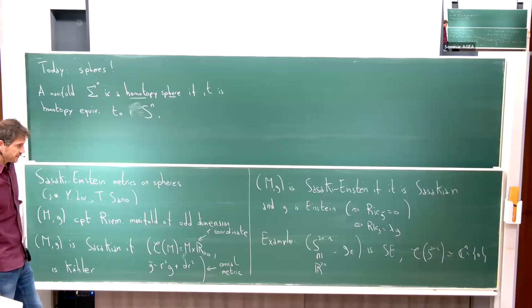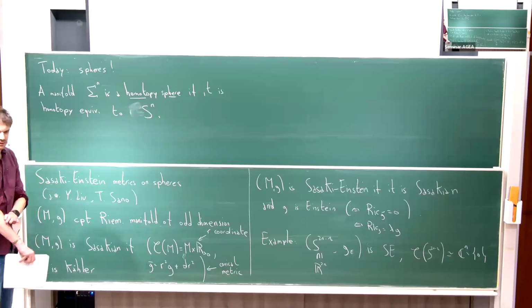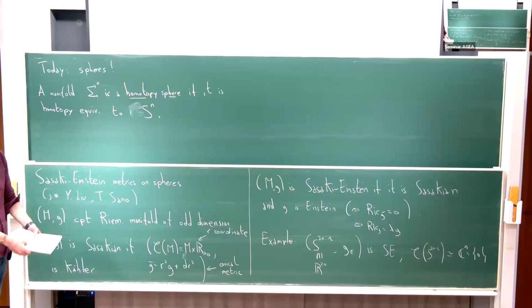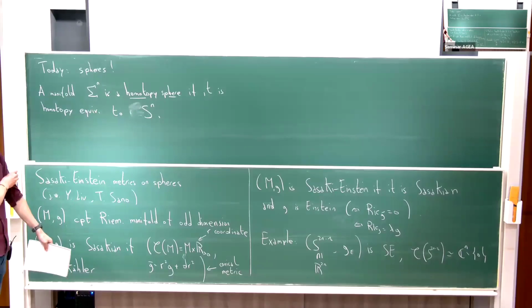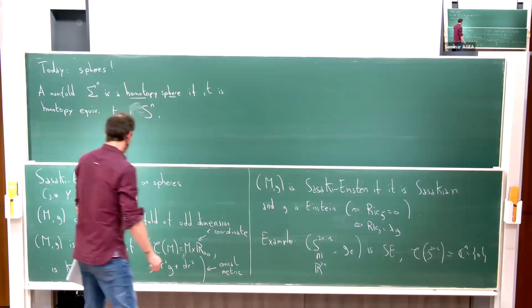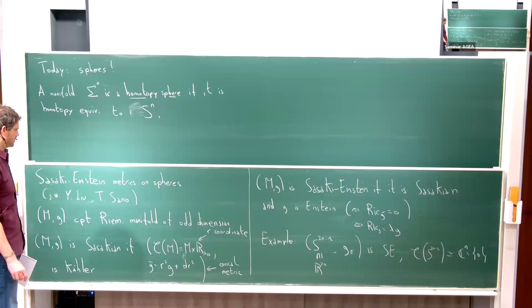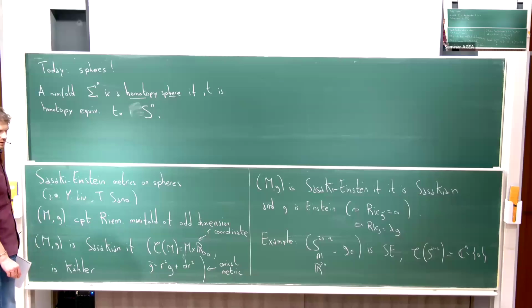Usually I'm assuming that M is compact, so there shouldn't be any problem. You don't need to do that. I think it's okay like this.